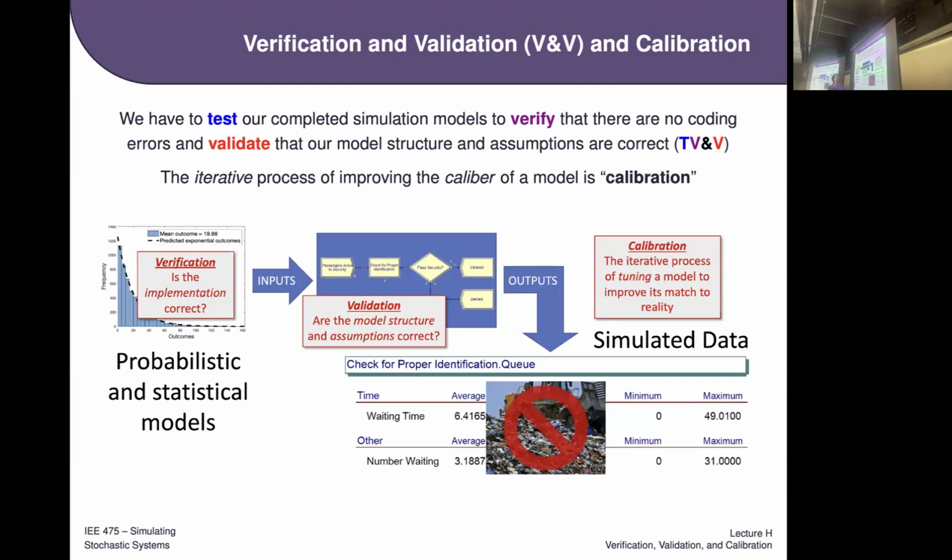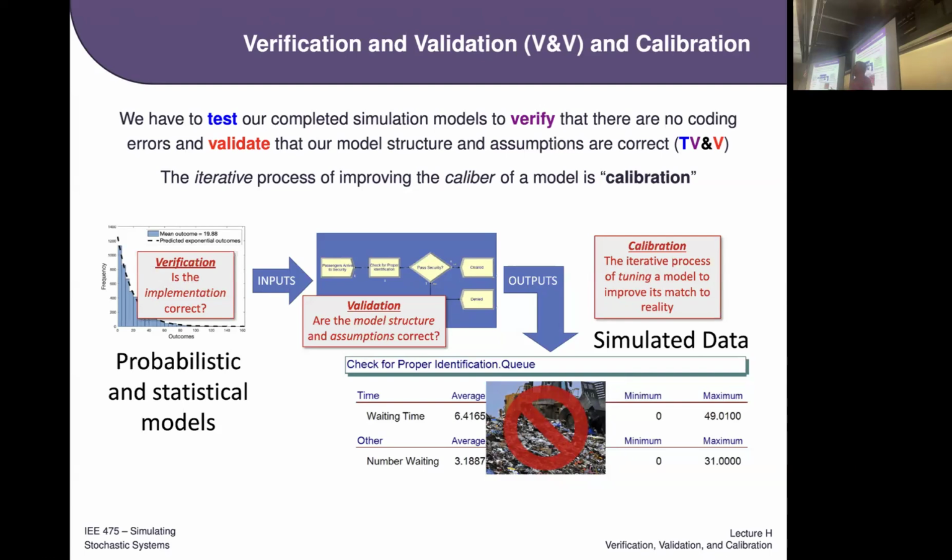Validation is saying, all right, was it actually a good idea for me to use an exponential? So it's at a higher level. It's not at the level of coding. It's at the level of, is it a good model? Was it good that this was exponentially distributed? Was it good that I had such a simple model here? So validation: do the outputs that come out of this look like the outputs in the real world?